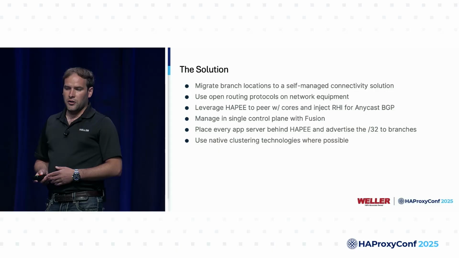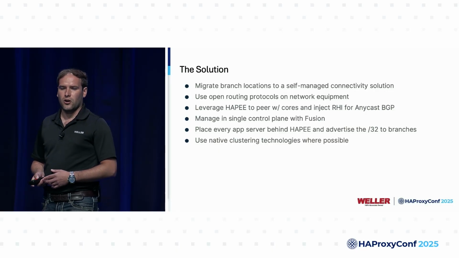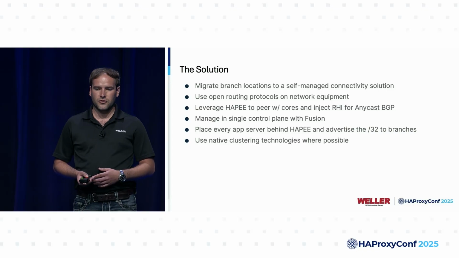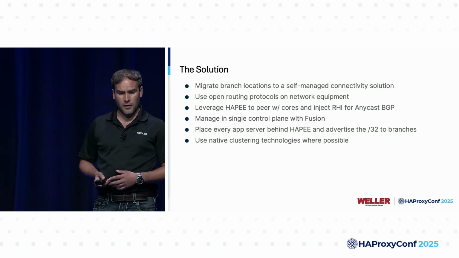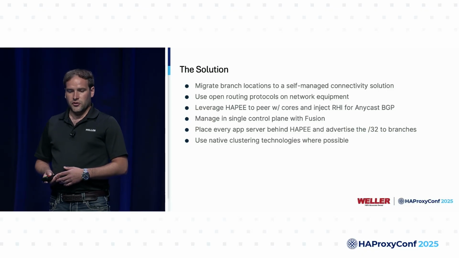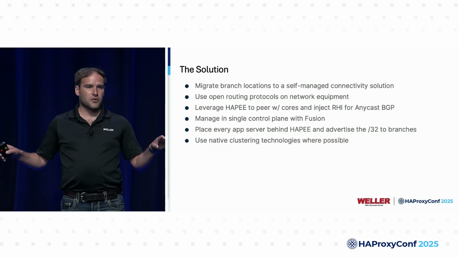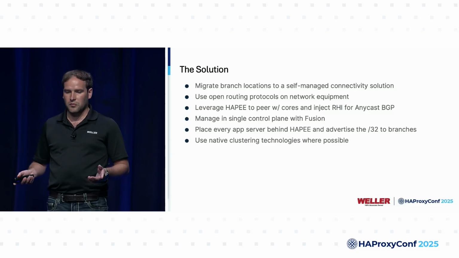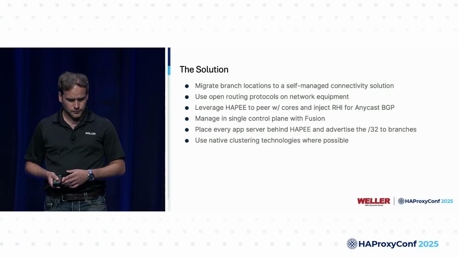We took our HAProxy nodes then, and we peered them directly to our core routers at both data centers, and then used the RHI module to inject Anycast BGP into the network. So essentially what we're doing is we have front ends for identical workloads at both data centers, and they're the same IP addresses that can be reached with multiple paths.